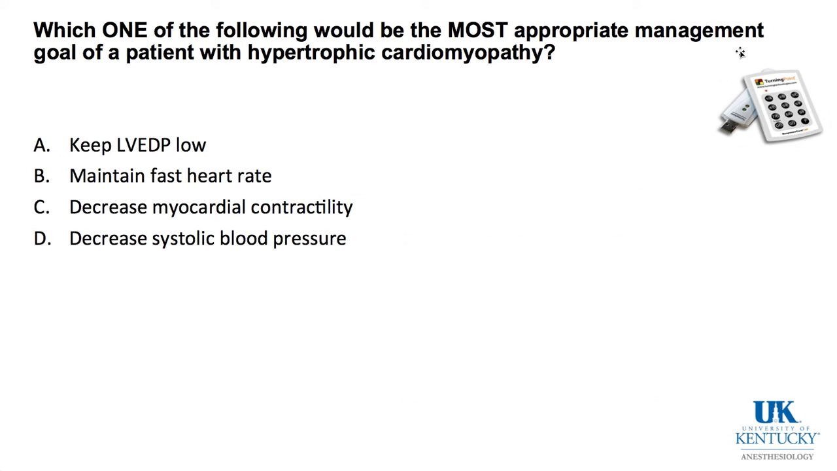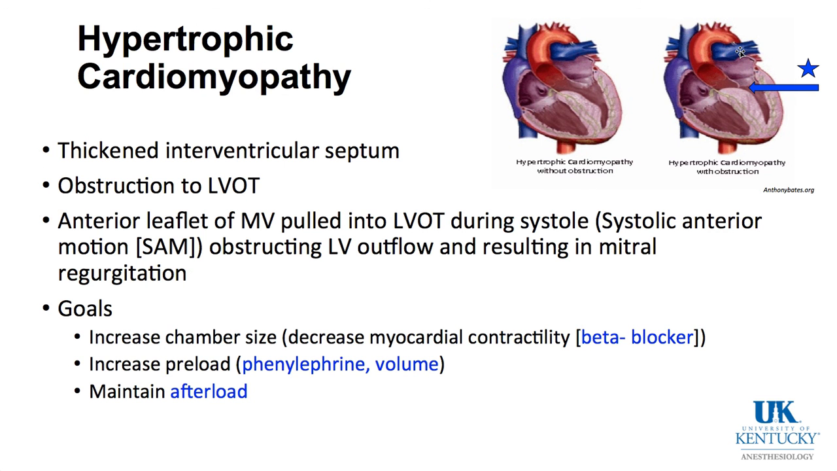Which one of the following would be the most appropriate management goal of a patient with hypertrophic cardiomyopathy? Would it be to keep the LVEDP low, LVEDV low, volume in the left ventricle, pressure in the left ventricle, get the heart rate fast, reduce the heart contractility, decrease the systolic blood pressure? And the answer is, in the case of hypertrophic cardiomyopathy, you want the patient to have reduced cardiac contractility, beta blockers for example, maintain systemic vascular resistance, and keep their LVEDV, their volume in their left ventricle, up. So let's look at that next.